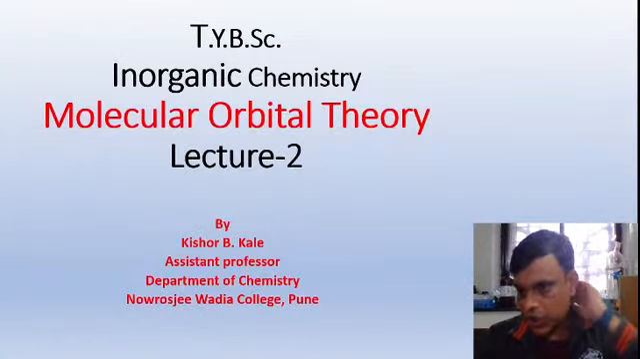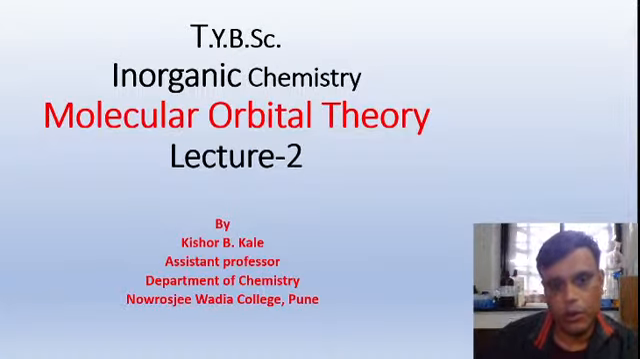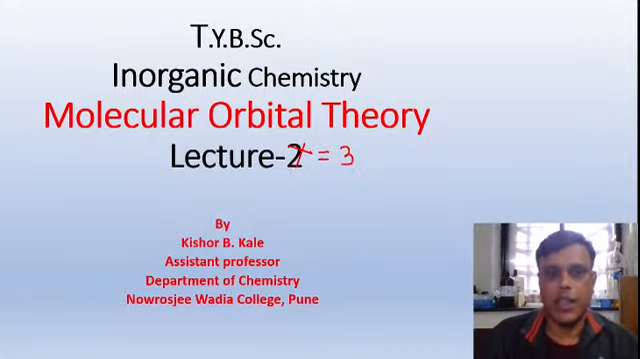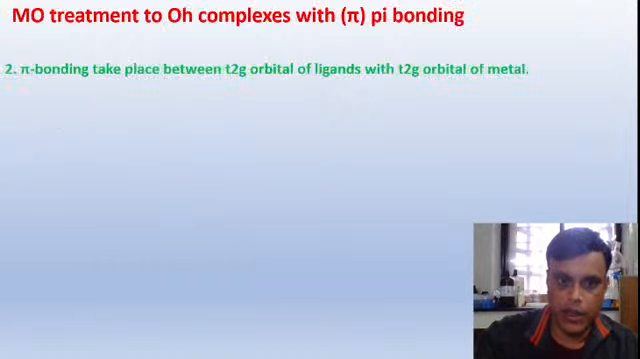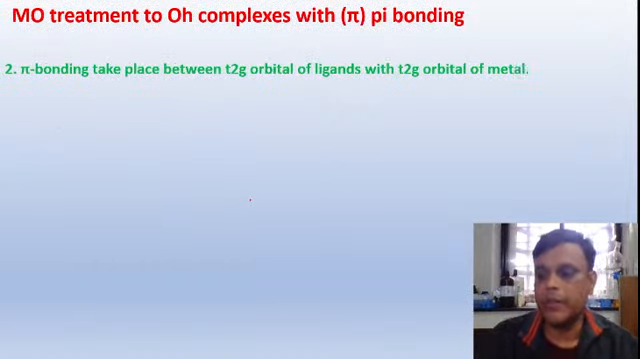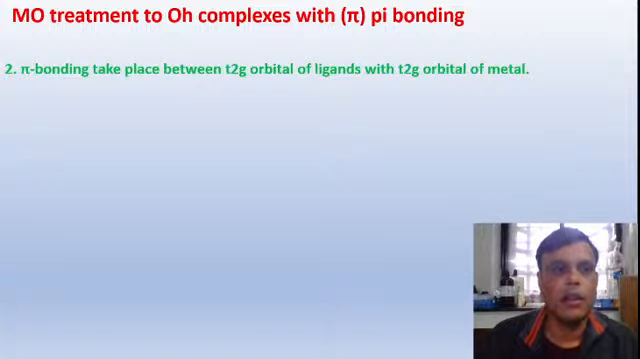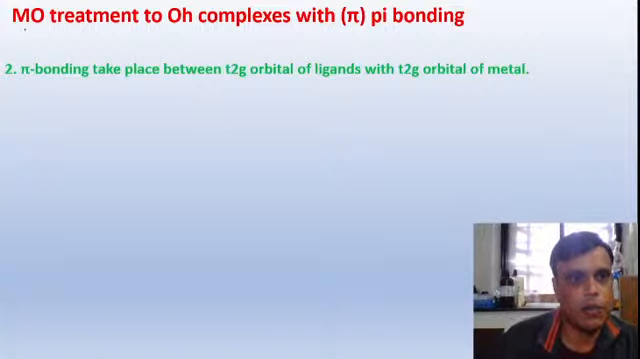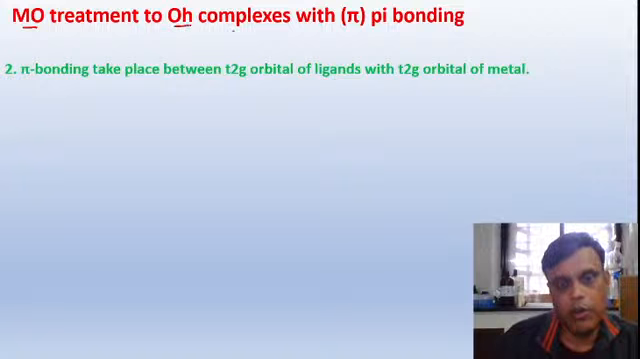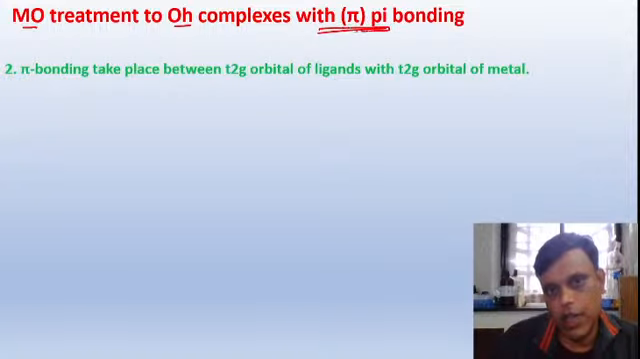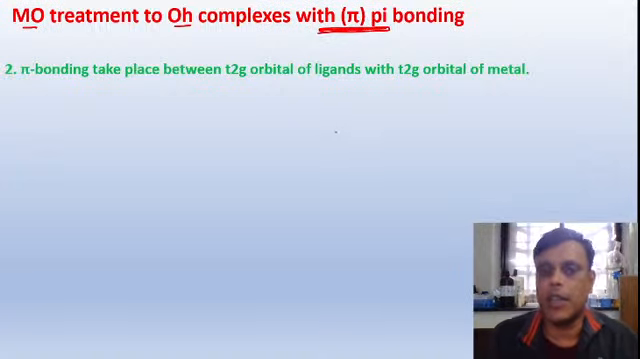So this is your lecture number 3, not 2. Please remember that. This is your lecture number 3 of molecular orbital theory. Today we will see the molecular orbital treatment of octahedral complexes with pi bonding, that means those octahedral complexes which contain a pi bond.